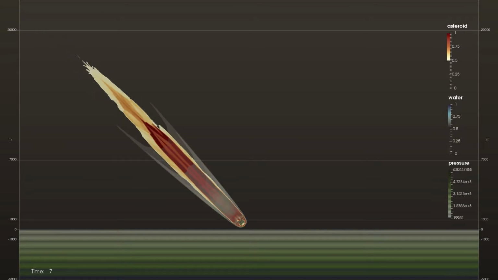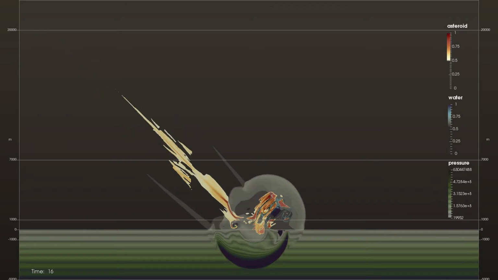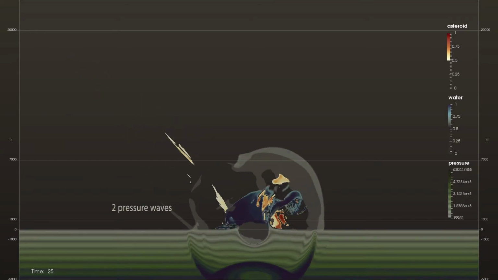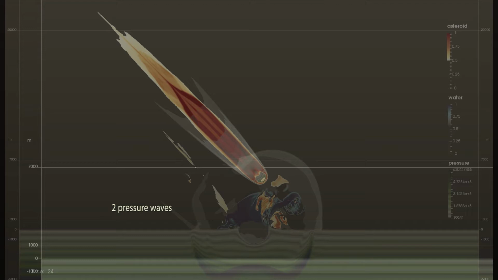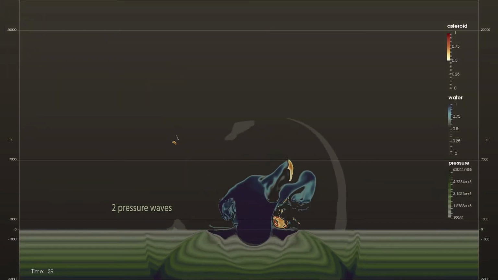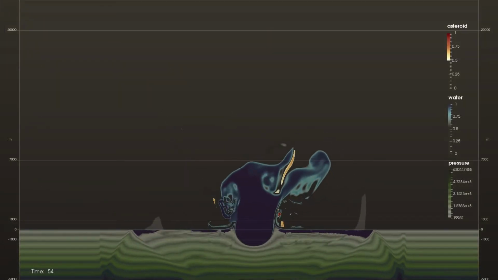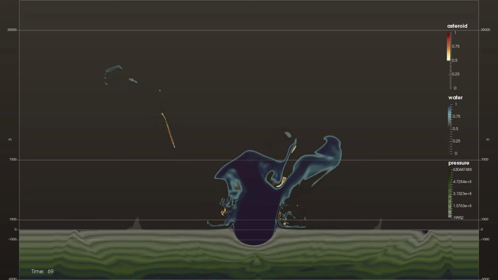A feature discovered through this visualization is a pressure enhancement uprange of airburst impacts. 2 pressure waves combine to create this, one from the asteroid in its trajectory and one from the explosion when the asteroid material hits the water. This may affect wave propagation and will have to be studied.